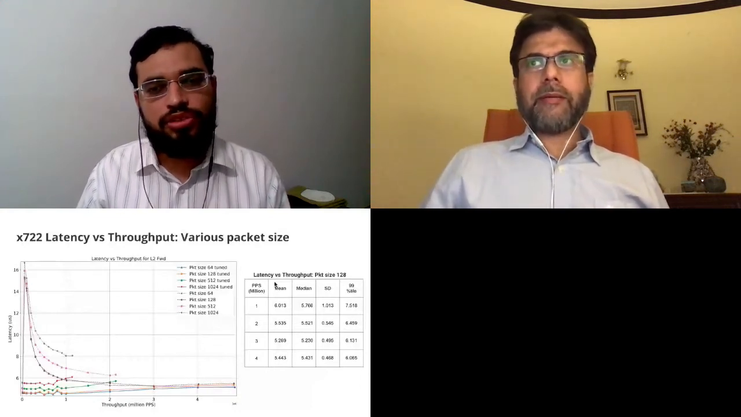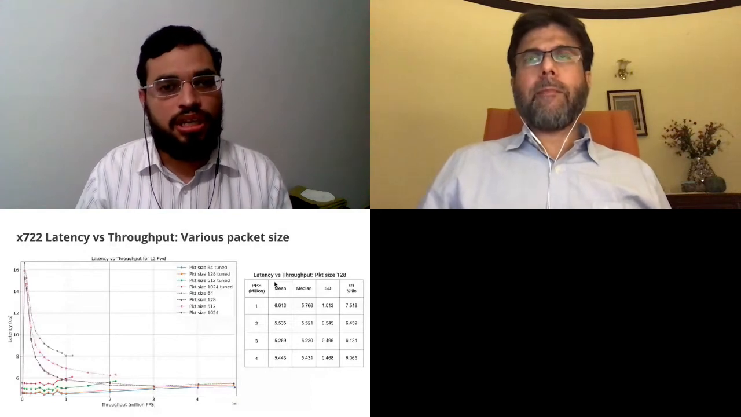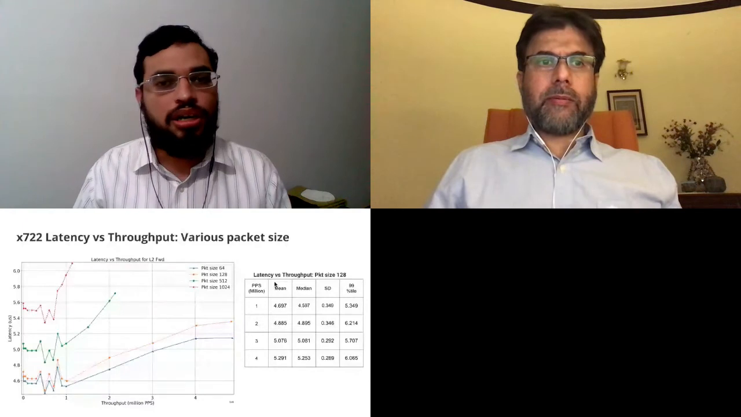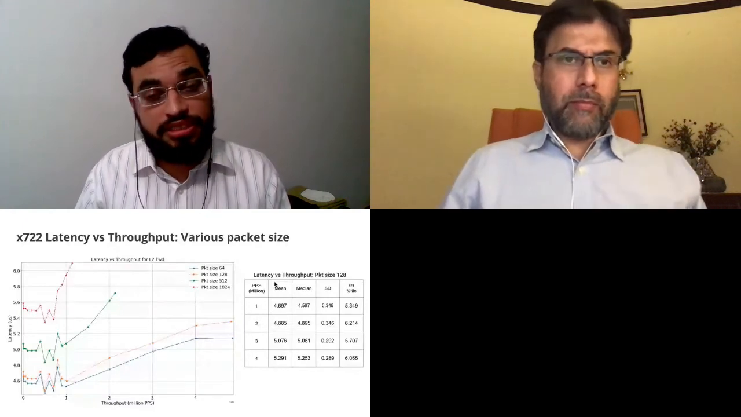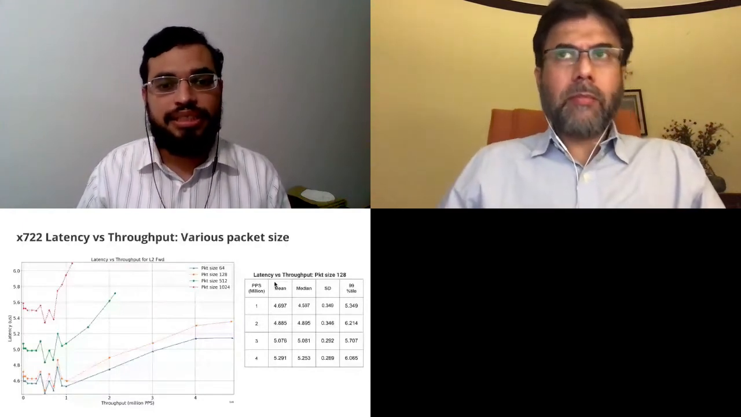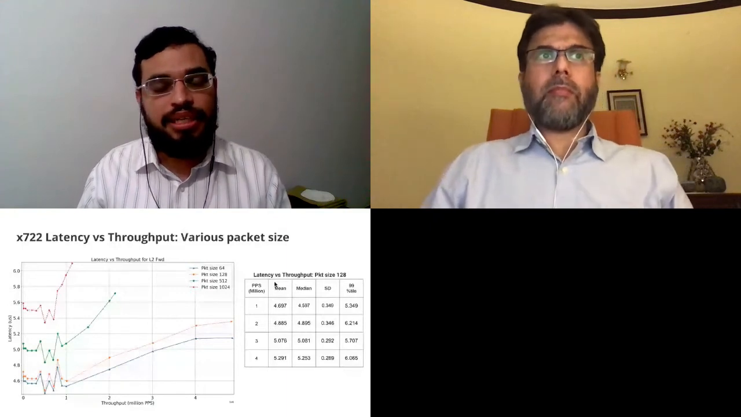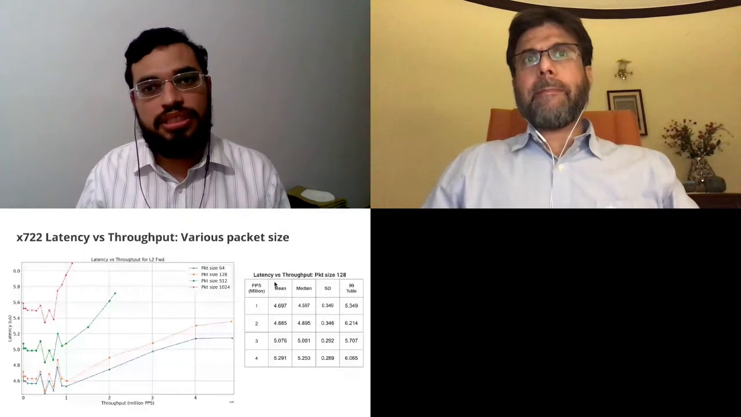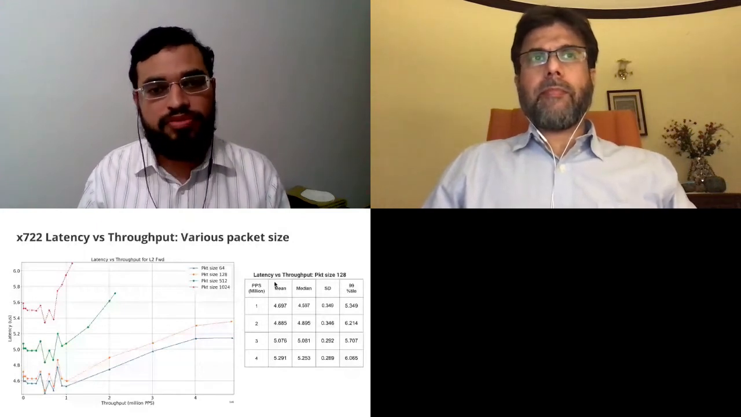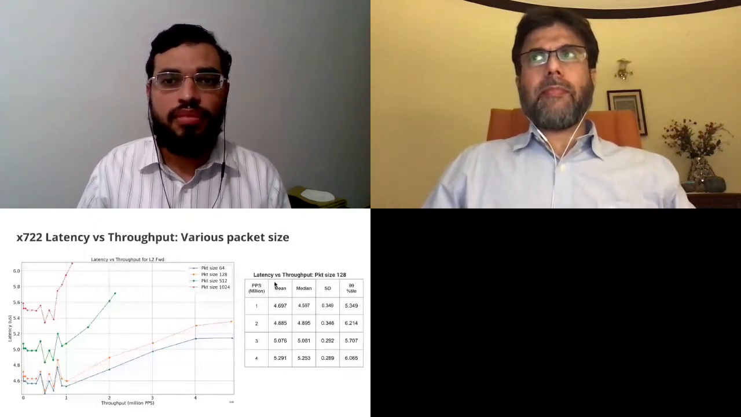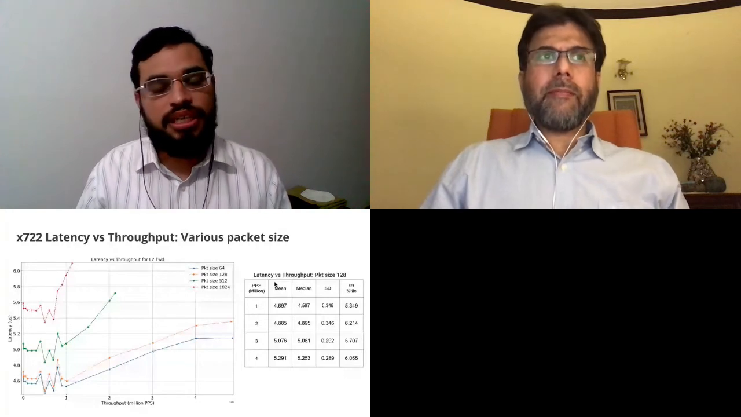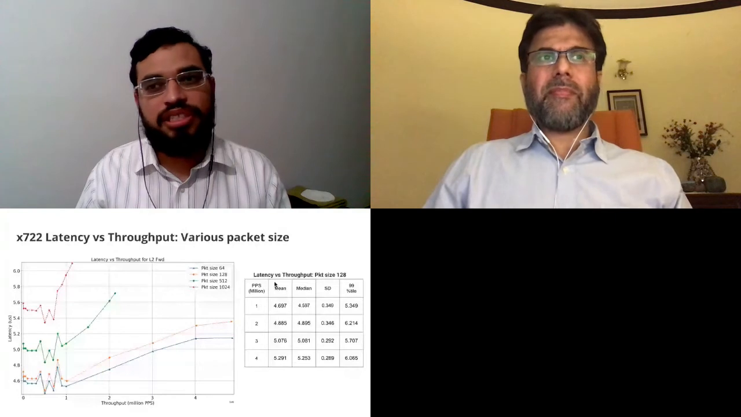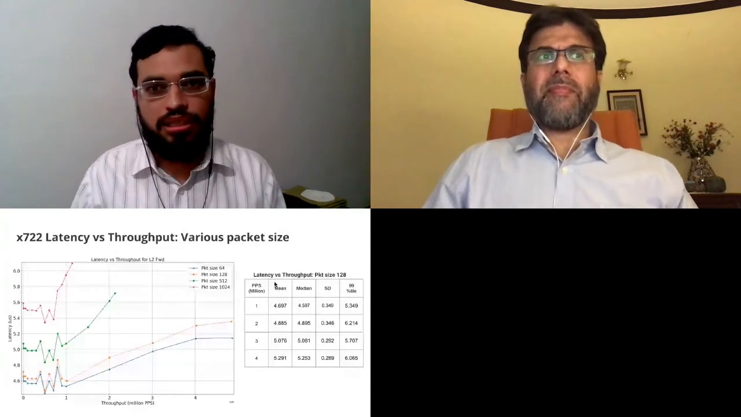This is the zoomed in version of a similar graph we got after disabling the interrupt moderation. Our latency was significantly reduced, but it is still not better than the latency we got with 82599. Also, the standard deviation is above the 82599. We are also seeing some ups and downs in the latency, and we are still investigating why we are getting these ups and downs.